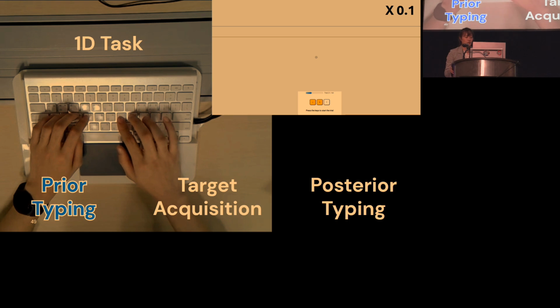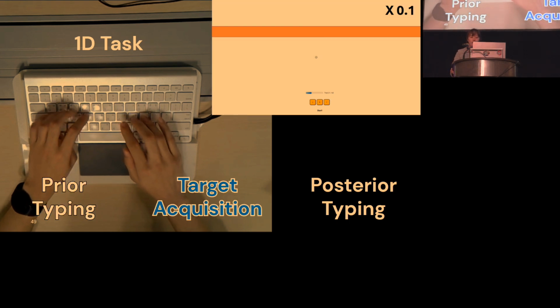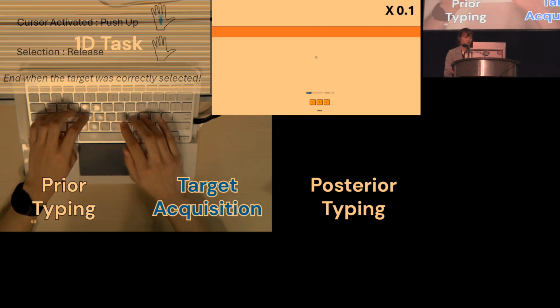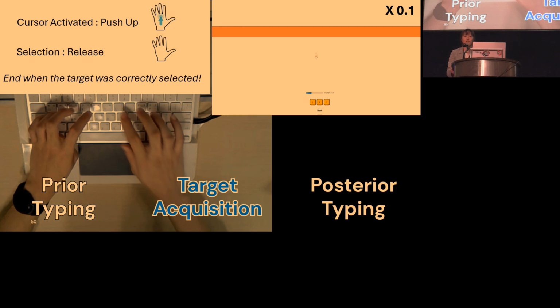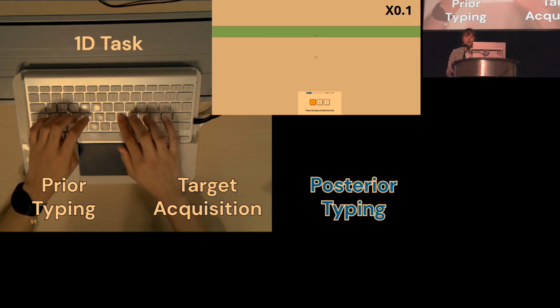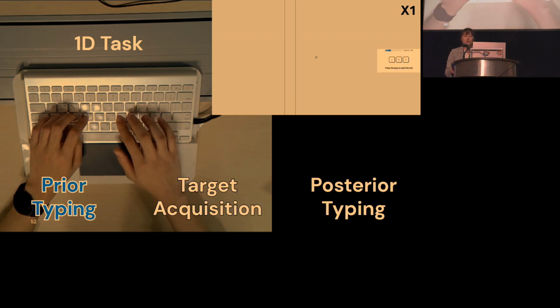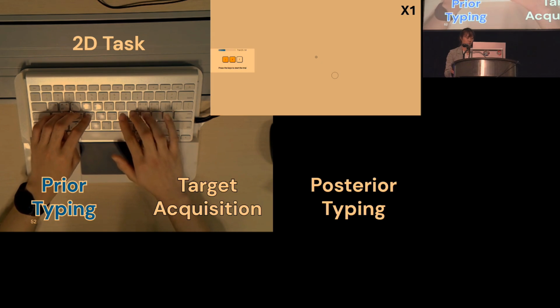So participants first typed 3 letter keys in the central row, and the cursor was activated by the push-up action with the left hand, and the selection was made when they release it. And the target acquisition task ended when the target was correctly selected. Lastly, the user repeated typing the 3 letter keys again. And the target includes both 1-dimensional and 2-dimensional conditions.